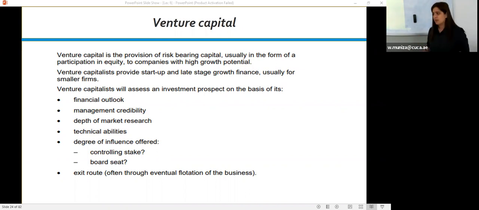Students, what is flotation? What is the meaning of flotation? The company becoming a public limited company from a private limited company so that they can get the chance to issue their shares to the general public.